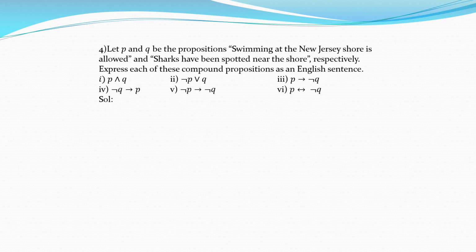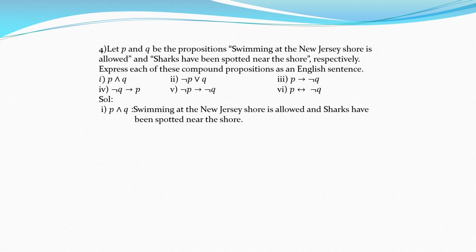Now P and Q are propositions. P is: swimming at the New Jersey shore is allowed, and Q is: sharks have been spotted near the shore. Now we have to express the given compound propositions as an English sentence. First is P conjunction Q. Conjunction is nothing but joining P and Q by using the word and. Just join P and Q by using the logical connective and. So: swimming at the New Jersey shore is allowed and sharks have been spotted near the shore.